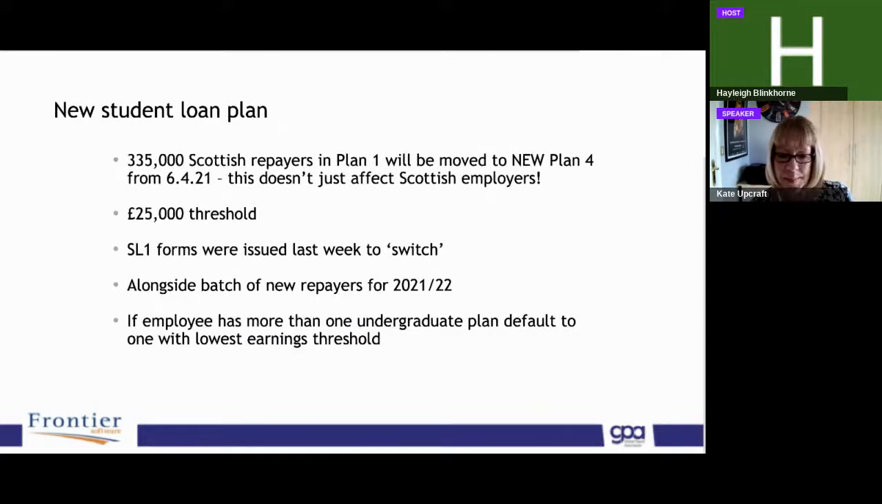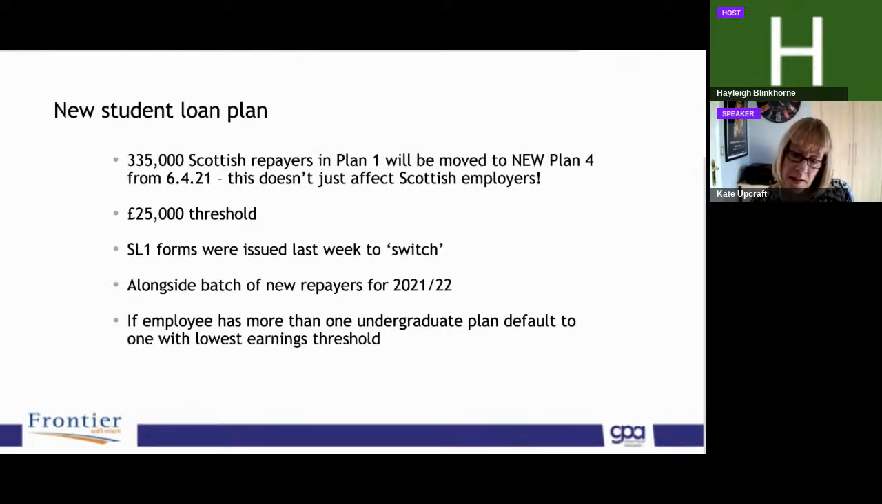Student loans. This is devolution at work here. So in the UK, a number of areas of responsibility are devolved matters, and education is a devolved matter. So each of the 4 countries can make their own decisions about higher education support, and that's what's happened in Scotland this year. The Scottish Government have decided to introduce a new student loan plan, which will be called Plan 4.